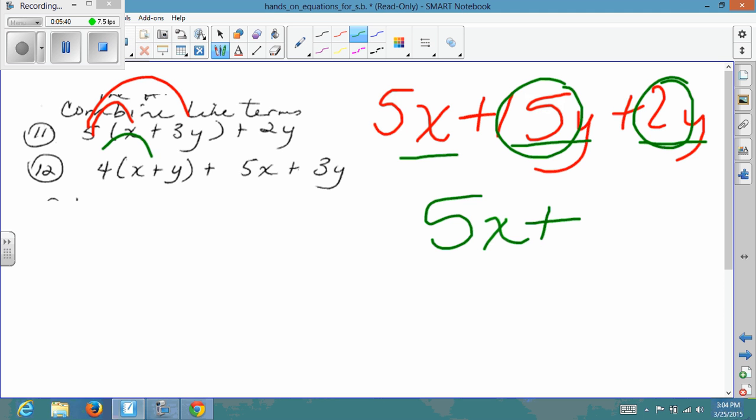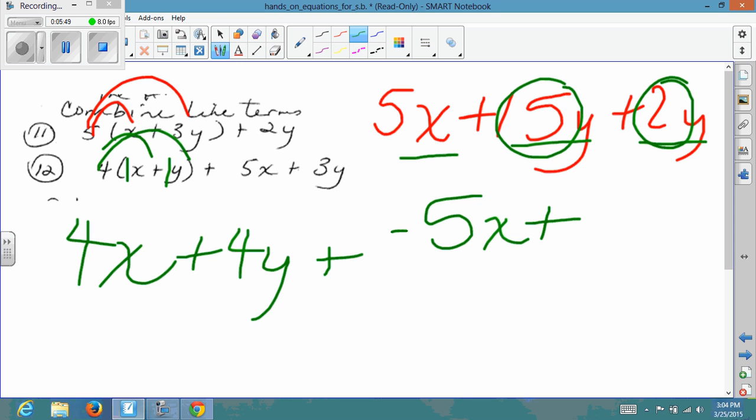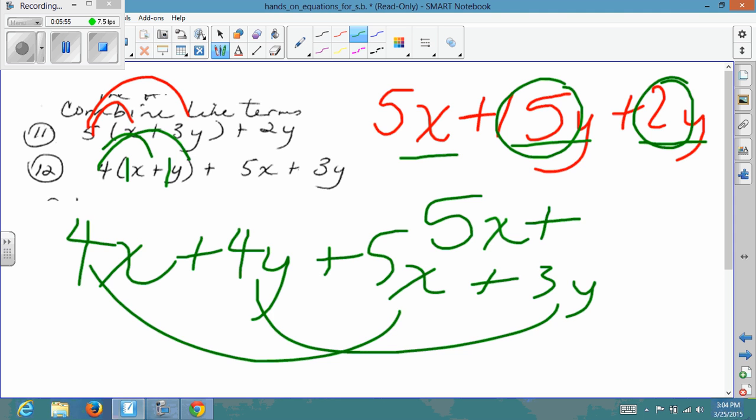Okay, next question, draw a rainbow to each term. Remember, these are ones in front of these, so it's going to be 4x plus 4y plus 5x plus 3y, and then you combine your like terms.